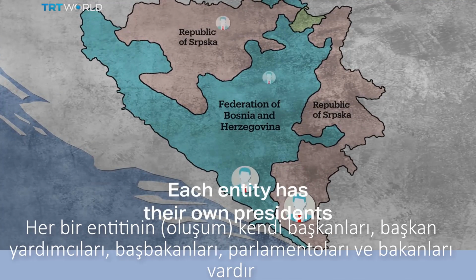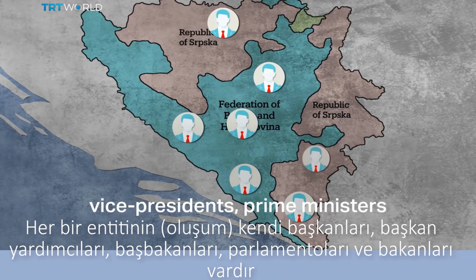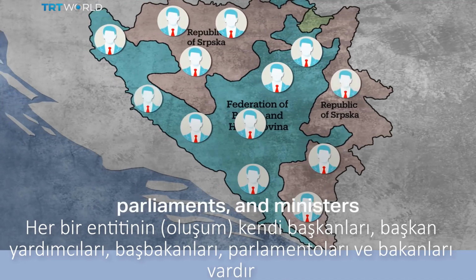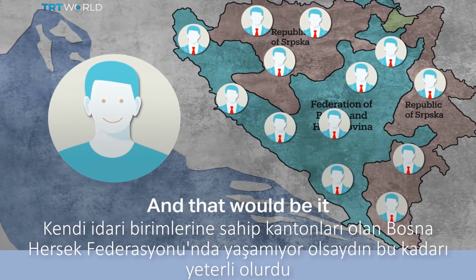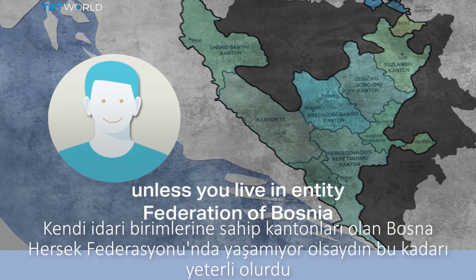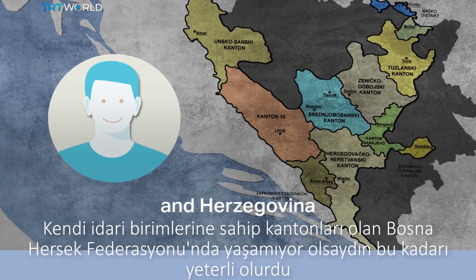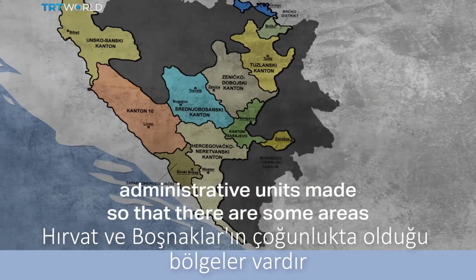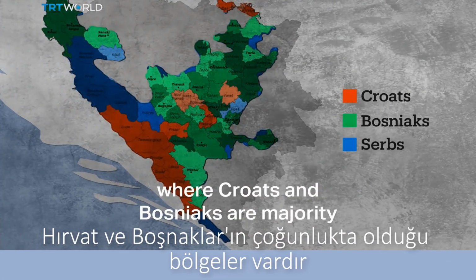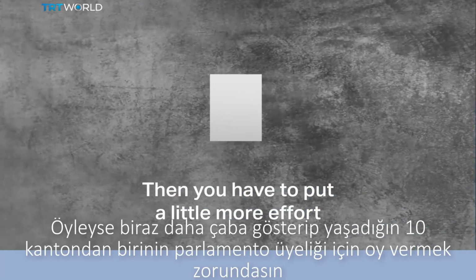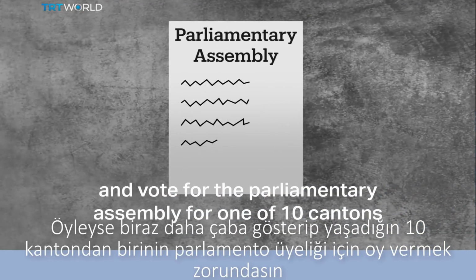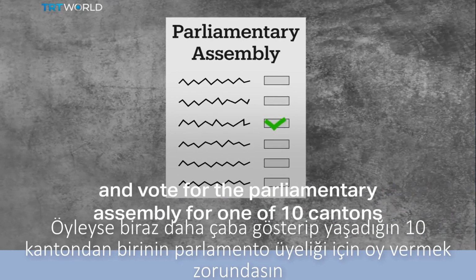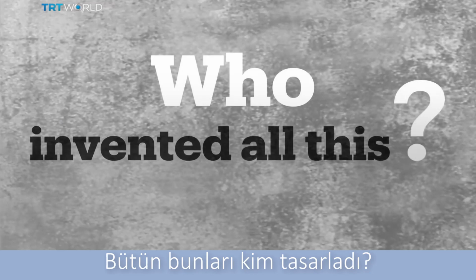Each entity has their own presidents, vice presidents, prime ministers, parliaments, and ministers. And that would be it. Unless you live in the entity Federation of Bosnia and Herzegovina, which has cantons, administrative units made so that there are some areas where Croats and Bosniaks are a majority. Then you have to put a little more effort and vote for the Parliamentary Assembly for one of the 10 cantons you live in.